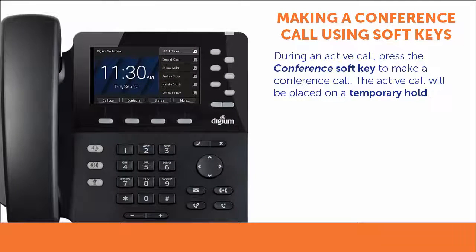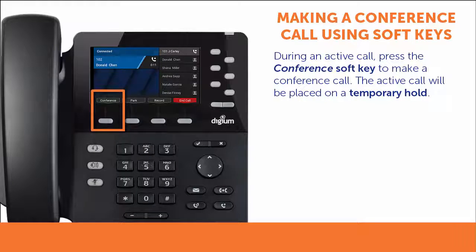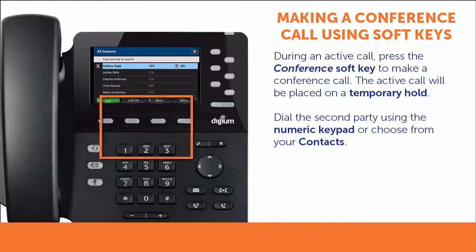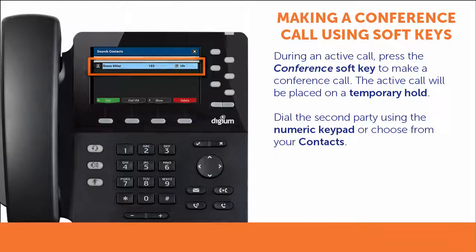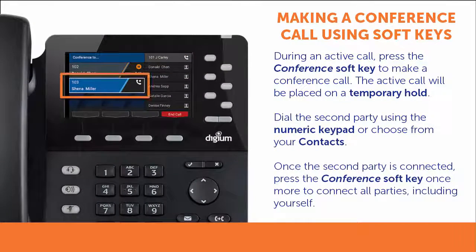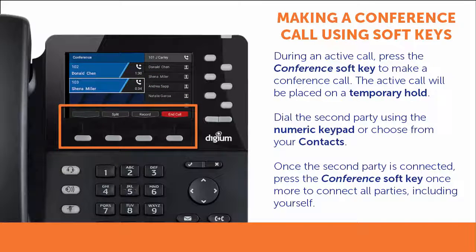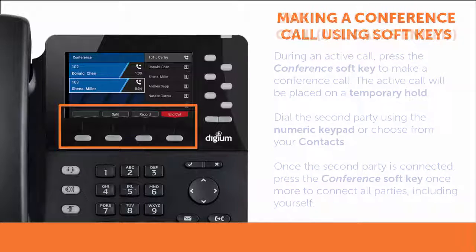To make a conference call using the soft keys, during an active call, press the conference soft key. This will put the active call on a temporary hold. Make a call to a second party by dialing the phone number or choosing from your contacts. Once you have the second party on the call, press the conference soft key once more to connect the participants, including yourself. Using the soft keys for conferencing allows you to connect up to 3 parties, essentially a 3-way call.